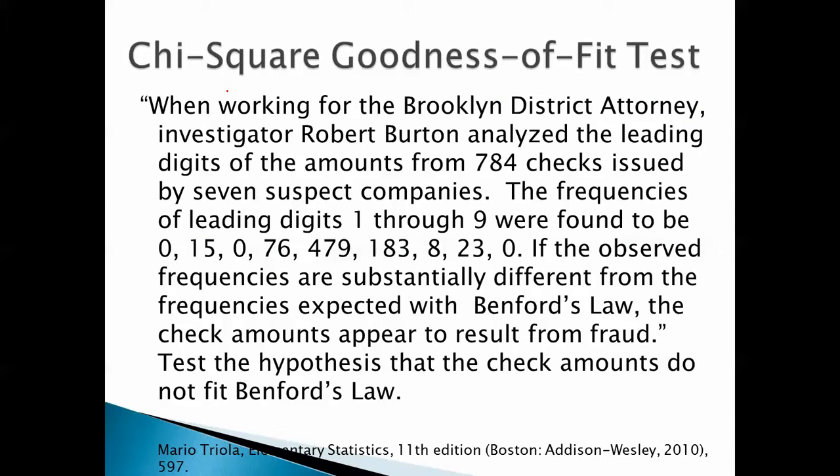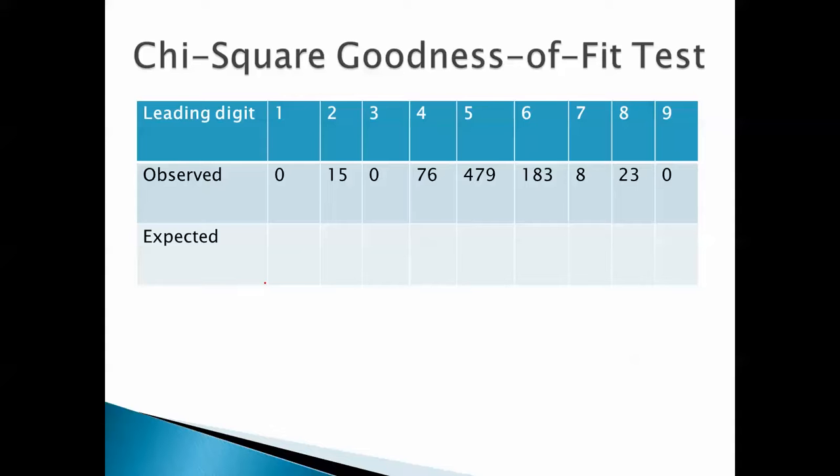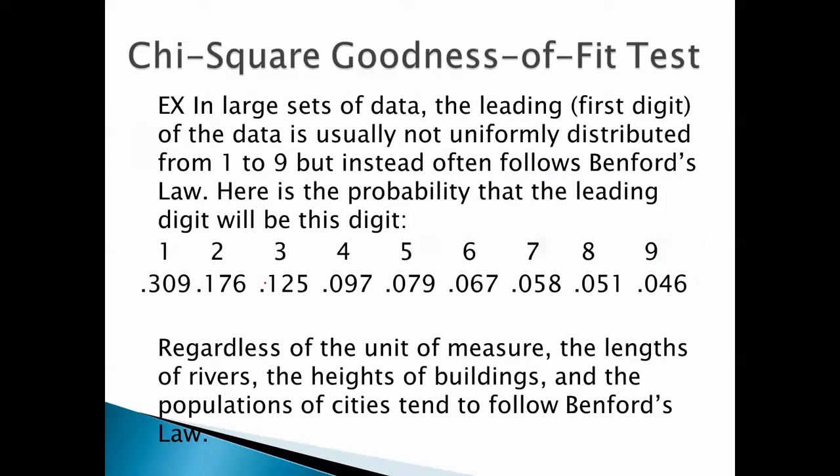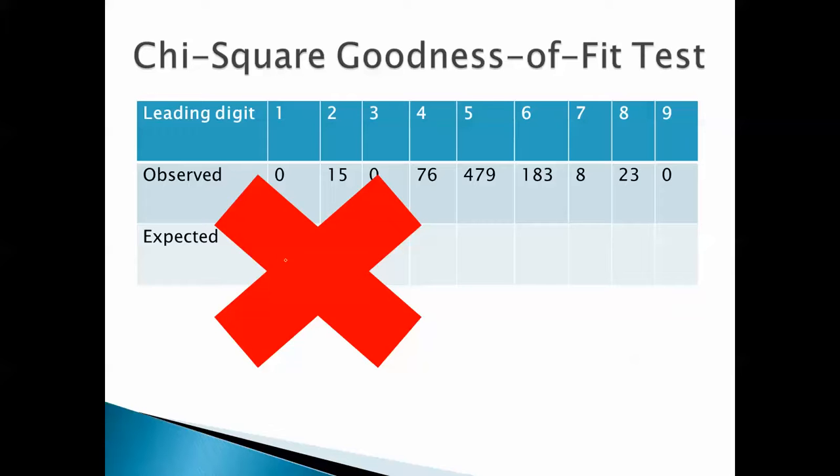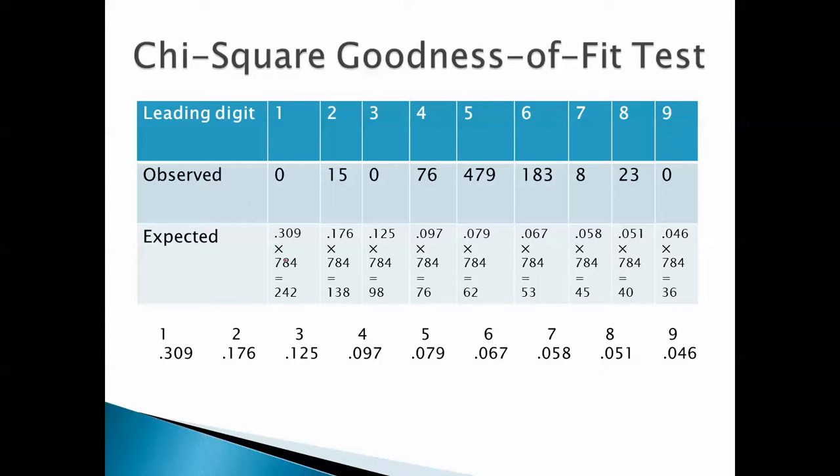Let's look at the observed. Okay, this is what we had for the observed. So those will go 0, 15, 0, 76, etc. As for the expected, these were the expected probabilities, the expected proportions. Oh, but don't say that there. Don't say, well, for leading digit 1, the observed was 0, and the expected was 0.309. No, that's wrong. What needs to go there is the expected frequency, not the expected proportion or expected probability, but the expected frequency.